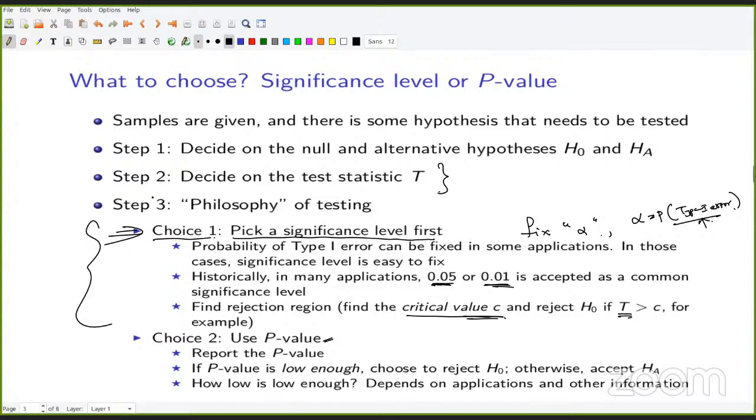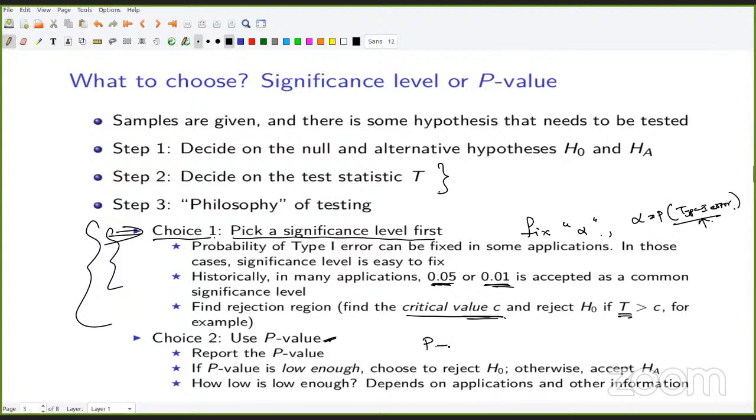So that is what we do in this choice one. If you are not interested in finding this critical value, and if you are not interested in picking this significance level, this alpha, you don't want to fix alpha. And in some cases, we don't know how much error we can tolerate. So in those cases, we use this p-value case. In this, we just report the p-value.